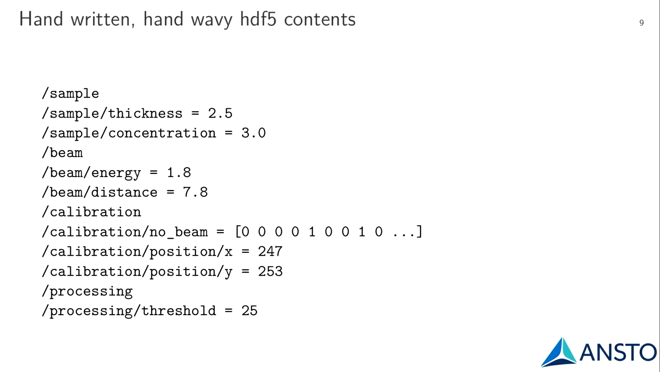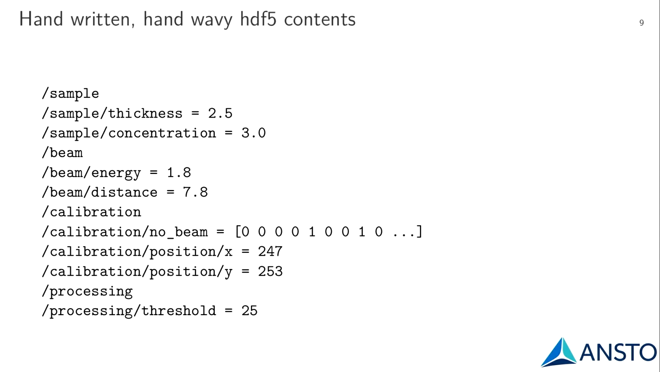So if we were to do a little bit of a hand wavy contents of a HDF5 file for part of an experiment. Here we've got a top-level sample group, a top-level beam group, a top-level calibration group, and a top-level processing group. The calibration group has a subgroup there, like a nested group, a position group. You can see at calibration no beam, we have a data set. So you can just pretend that's a long array there.